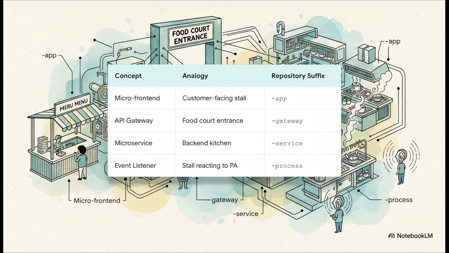And this right here, this is the ultimate cheat sheet. What you gotta take away from this is that it's not just theory. These patterns create a super clean, predictable structure that developers actually use every single day. You see a repository ending in app, you know that's a user-facing storefront. You see one ending in process, you know it's listening for those PA announcements. This organization is what makes the whole thing work.